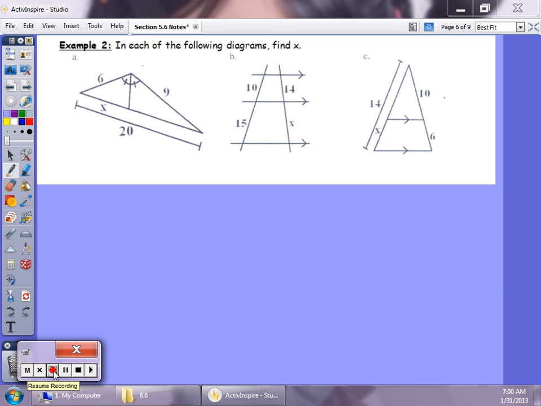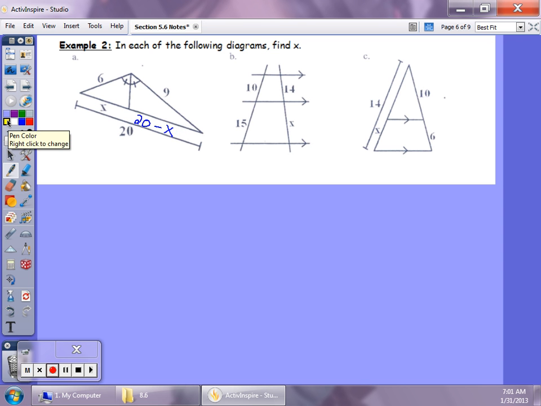Let's take a look at example 2A. This is going to be an example using the triangle angle bisector theorem. So we are given two triangles that are created by bisecting that angle. We know that the longest side of the large triangle is 20. The segment created on the left is x, so that means the segment on the right is going to be equivalent to 20 minus x.